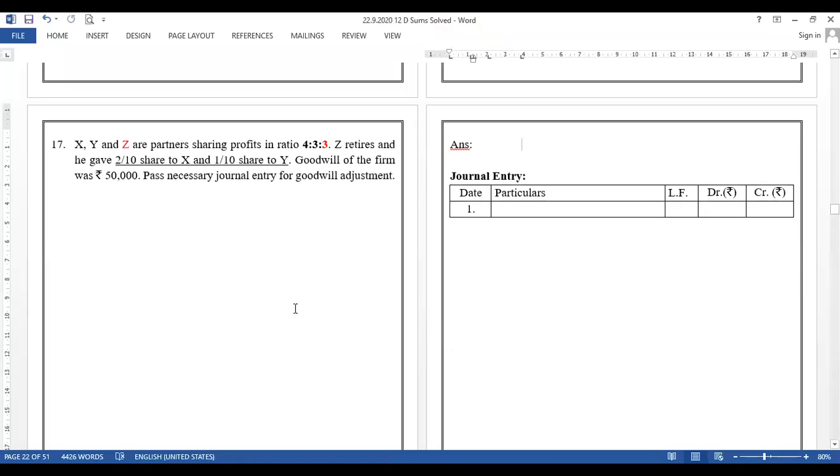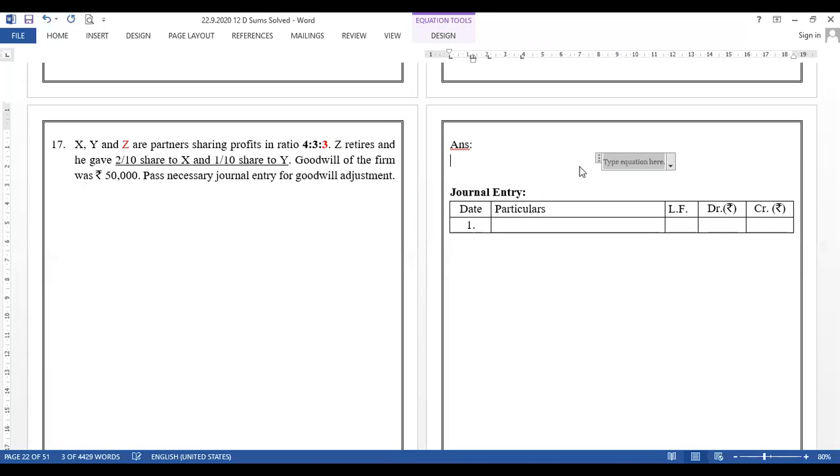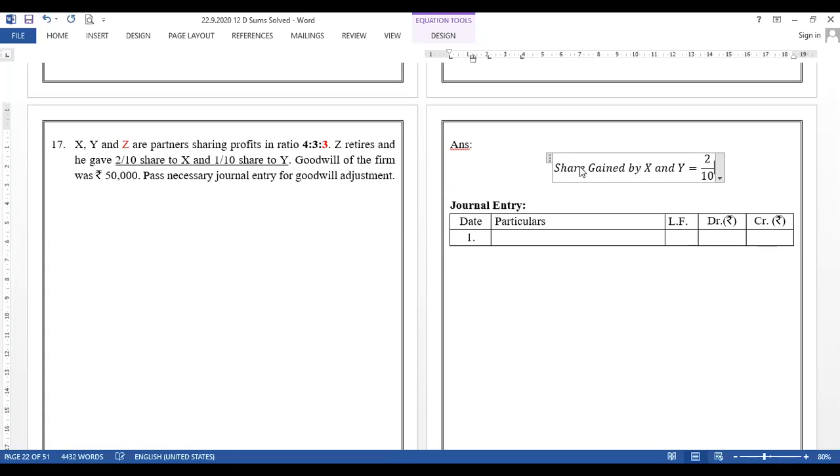X, Y, Z are partners sharing profits in the ratio of 4:3:3. Z retires and he gave 2 by 10 share to X and 1 by 10 share to Y. Directly the gaining share is given to us. Goodwill of the firm was 50,000. So I have to write the share gained by X and Y is 2 by 10 and 1 by 10.